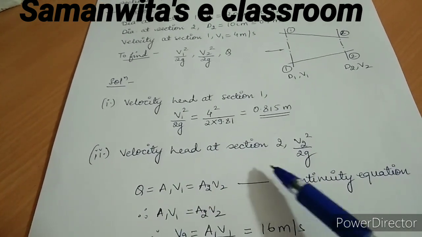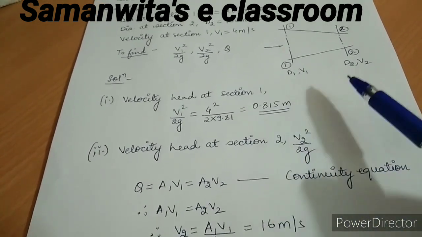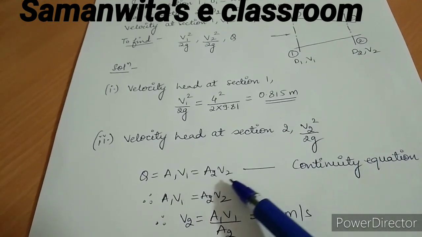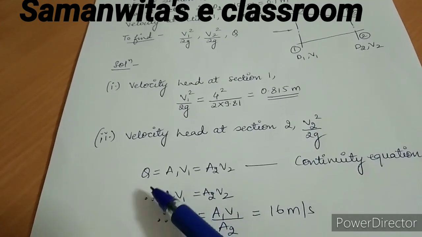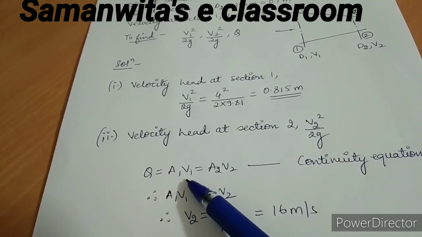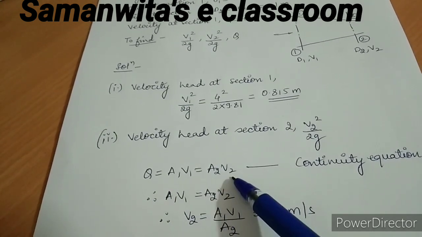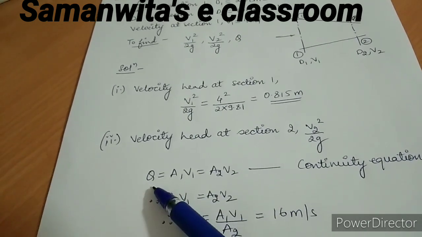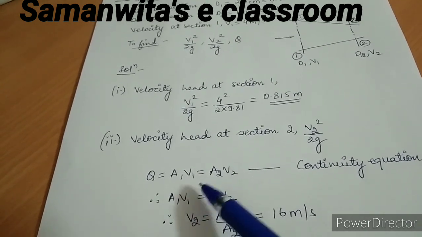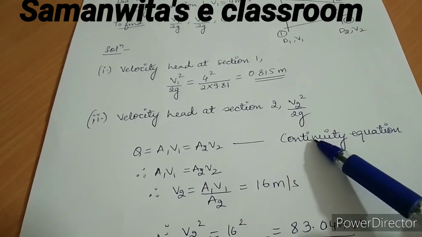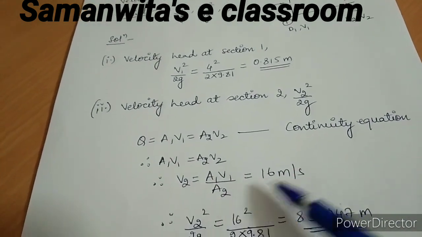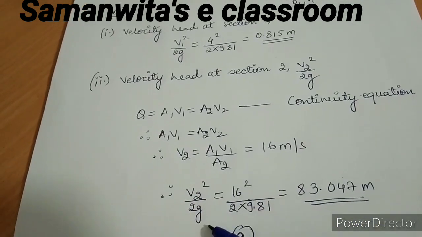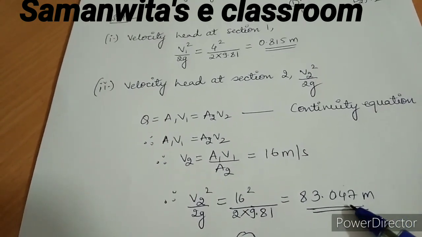Velocity head at section 2, the formula will be V2 square upon 2g. Now since V2 is not given directly, I am going to use Q is equal to A1 V1 is equal to A2 V2. Either you can use Q equal to A1 V1, or Q is equal to A2 V2, or you can use A1 V1 is equal to A2 V2. These are the ways of solving. Now since Q is also not known to me, I will use A1 V1 is equal to A2 V2, which is the continuity equation. So I will get V2 directly, which is 16 meters per second, as I know the other values. So I can calculate V2 square upon 2g as 83.047 meter.